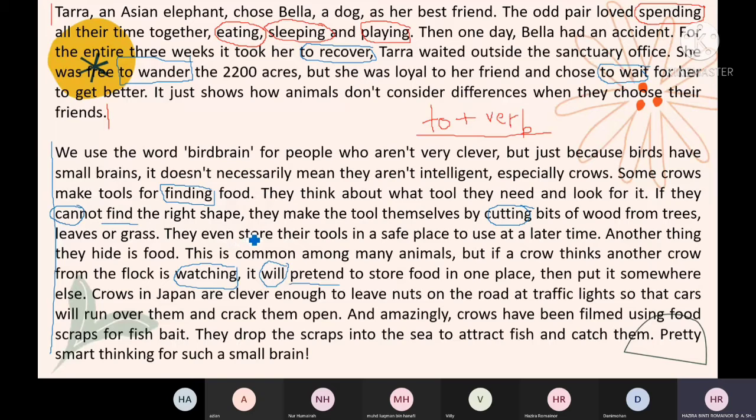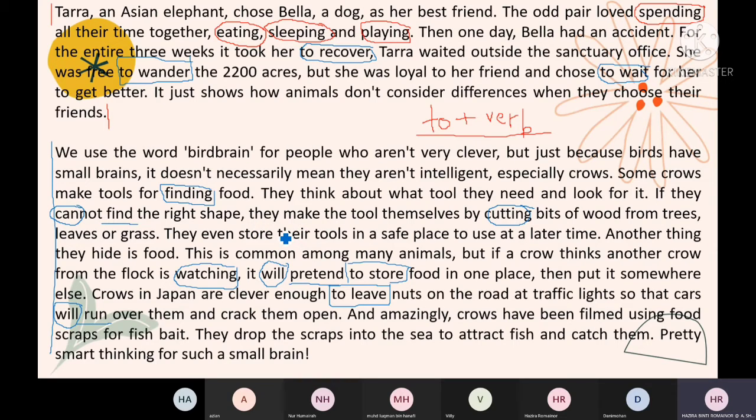Next, the verb pretend. Next is, all right, here also will. Then the verb run, root word. And then, okay, as you can find, this word also, to leave, is another infinitive, to plus verb. And here also, to store.